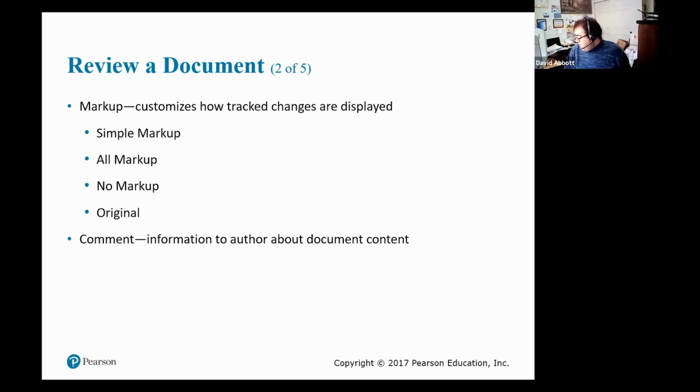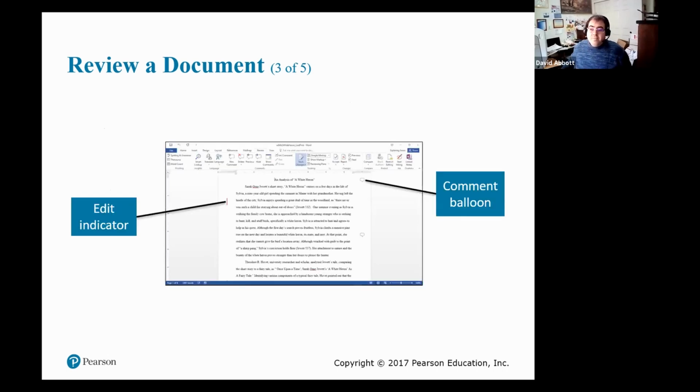Now, a comment is a note, annotation, or additional information to the author or other readers about the content of a document. And so we see here that in simple markup, comments are indicated by balloons and edits are indicated in the left margin with a red vertical line. So we see the red vertical line here. That means that there was something that was changed here. And then we see the balloon here. We would have to click on the balloon in order to read the comment.